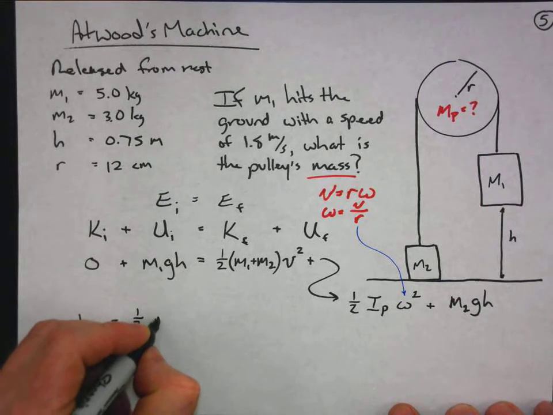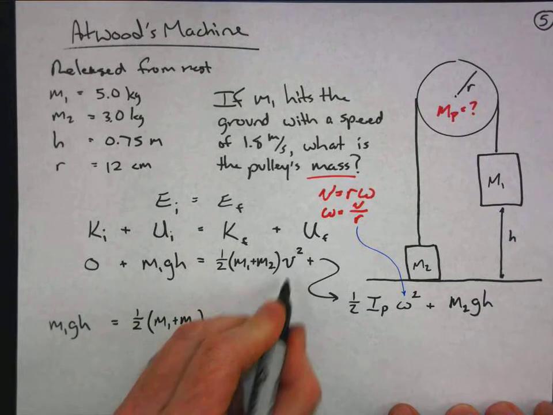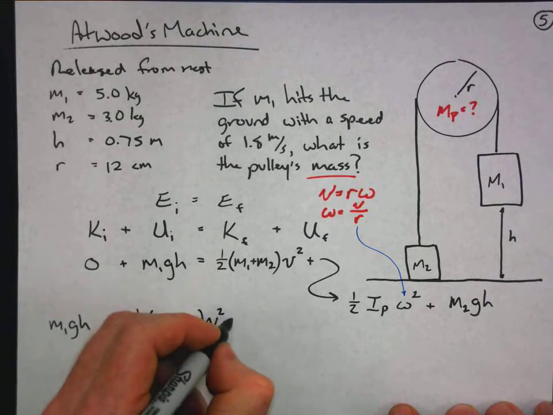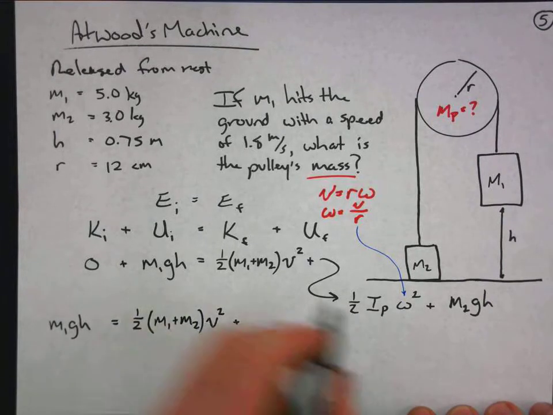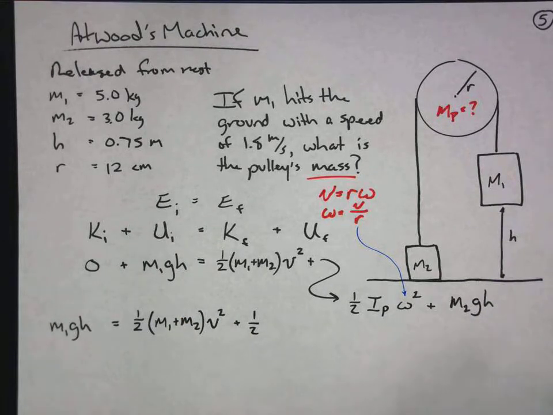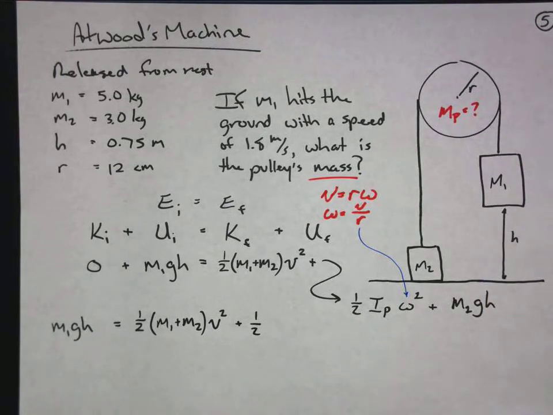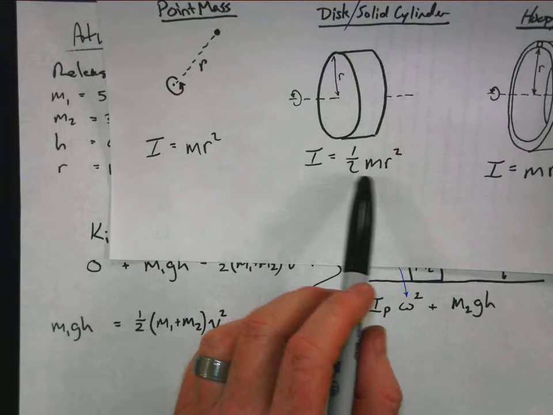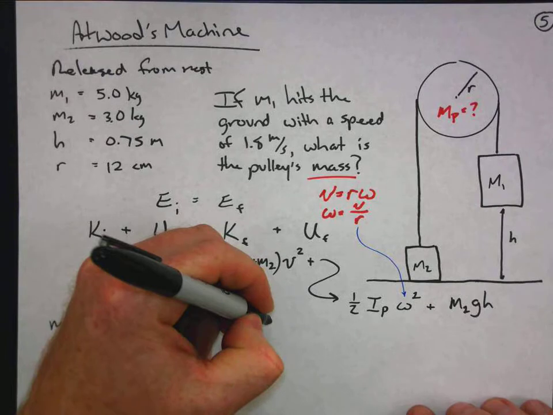1/2, so it's nice and clean. M1 plus M2 times that velocity squared plus, now, the moment of inertia of the pulley. I'm going to write this term. So I have the 1/2. But what is the pulley? It turns out the pulley is going to be a solid disk. So that's very straightforward. Now, the moment of inertia of a solid disk or solid cylinder is 1/2 mr squared. So instead of writing I, I'm going to write 1/2 mr squared.